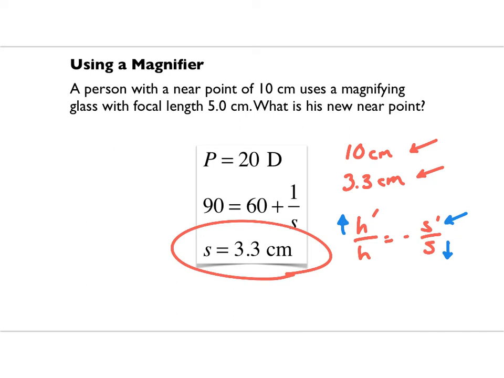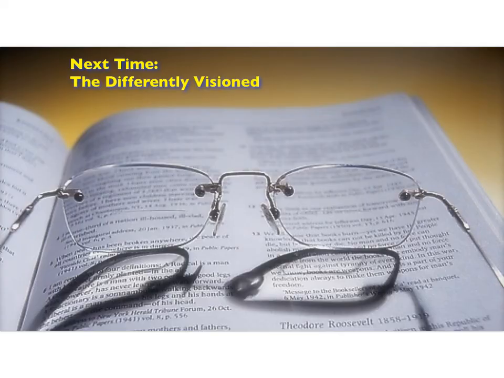This is our first example of a vision modification, using a magnifier. But we're going to talk about a whole lot next time. Because next time we're going to talk about vision correction, or as I like to call it, I like to talk about it as we're thinking about the differently visioned. Not that we have vision defects. Oh, no. We are just differently visioned, and we will talk about that next time.